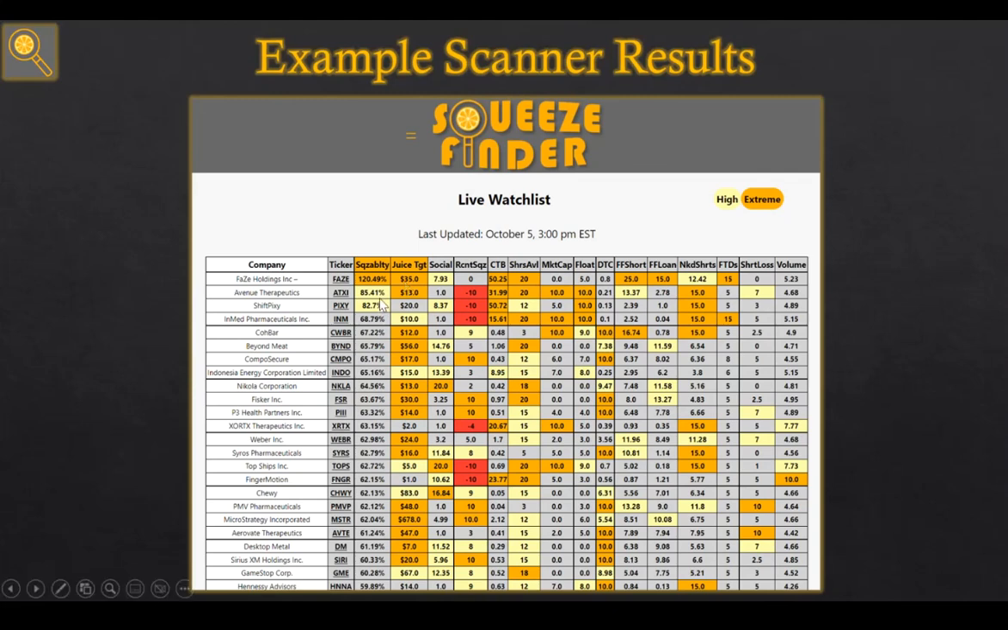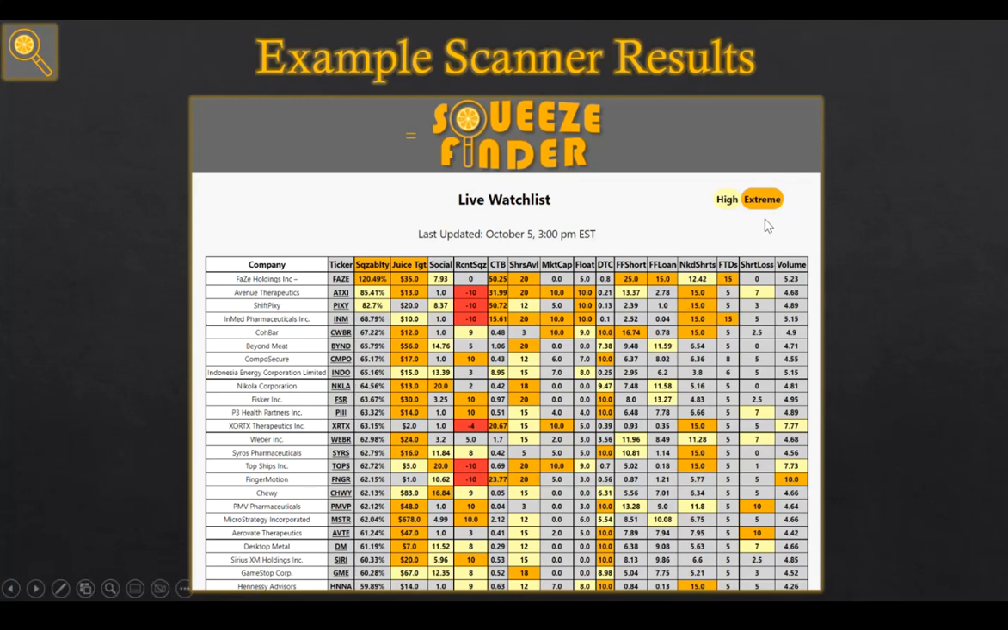As you can see today, there are only really three good setups: Phase, ATXI, and Pixie. Unfortunately, if we look at the recent squeeze column, those three are all 0 or -10, meaning there's already been some sort of squeeze activity. So it's not a fresh one, but it doesn't mean you should completely ignore it. There might still be a good trade there, especially watching the charts.